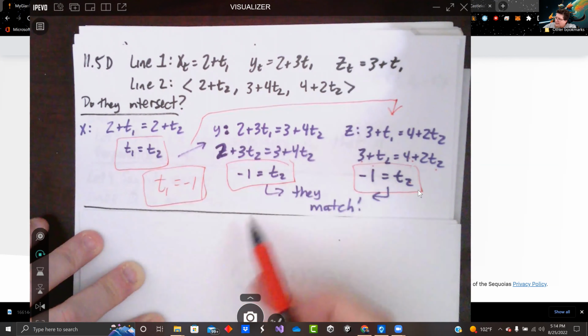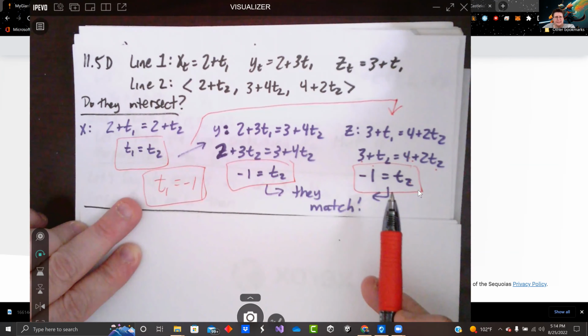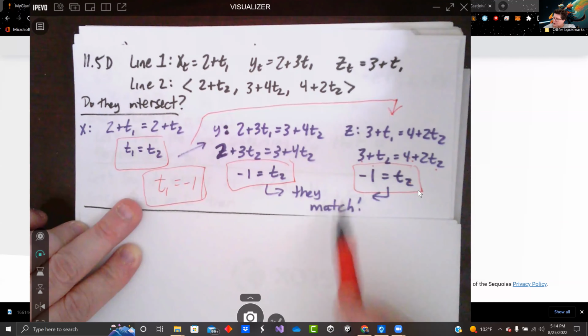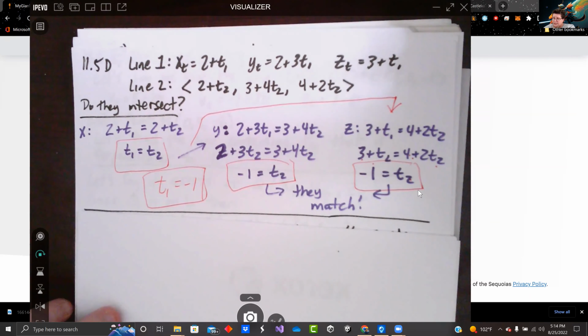The point is that the values work in all of the lines. The times don't have to match. It's just a coincidence here. Okay. But they do match. And so these lines do intersect.